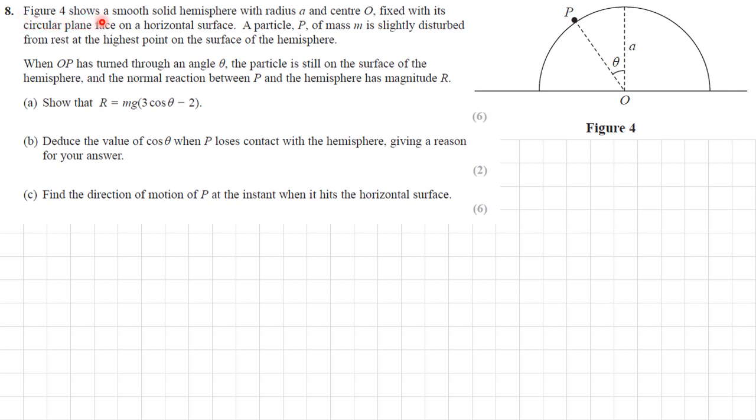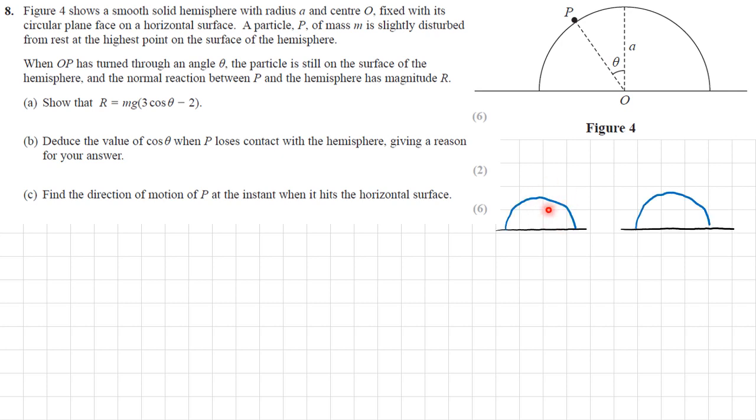Question number 8. Figure 4 shows a smooth solid hemisphere with radius A and centre O fixed with its circular plane face on a horizontal surface. A particle P of mass m is slightly disturbed from rest at the highest point on the surface of the hemisphere. When OP has turned through an angle theta, the particle is still on the surface of the hemisphere, and the normal reaction between P and the hemisphere has magnitude R. Part A, show that R is equal to mg times 3 cos theta minus 2.